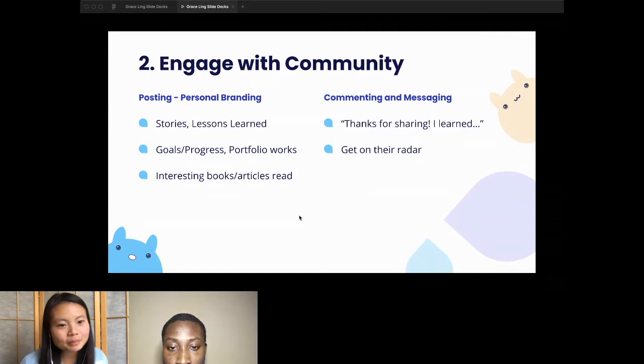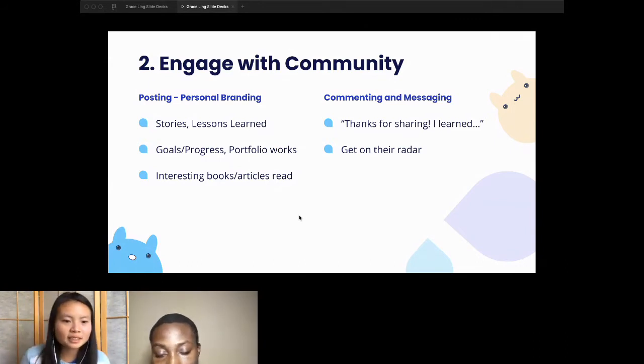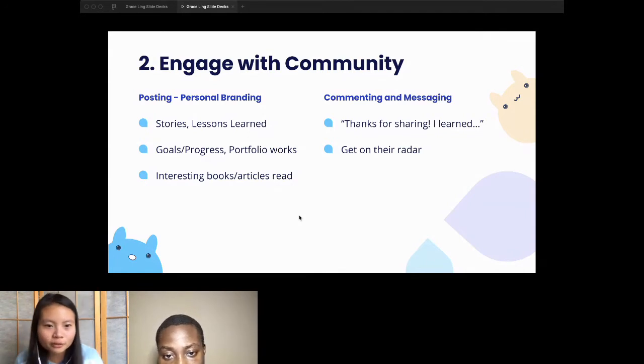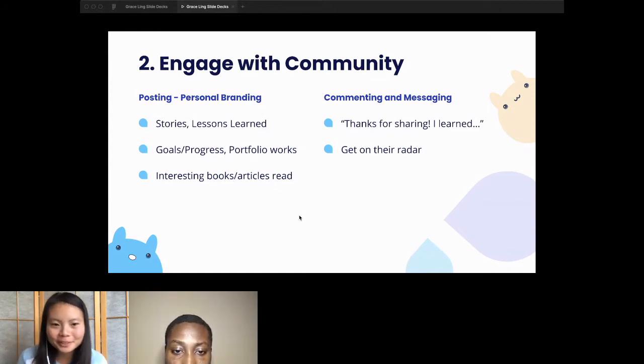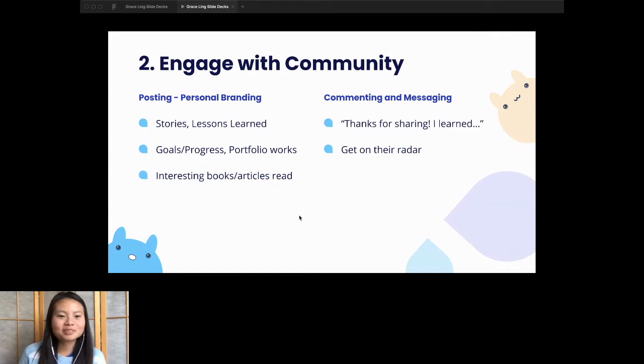You can create this by sharing stories and lessons you learn along the way, successes and failures, but really focus on lessons learned, because this really helps people, and it shows an employer that you're willing to learn from your mistakes. Also post about your goals and progress, like your portfolio work. Sometimes people post about interesting books and articles they read, or conferences they went to and takeaways from there. Just content that would be valuable to users.